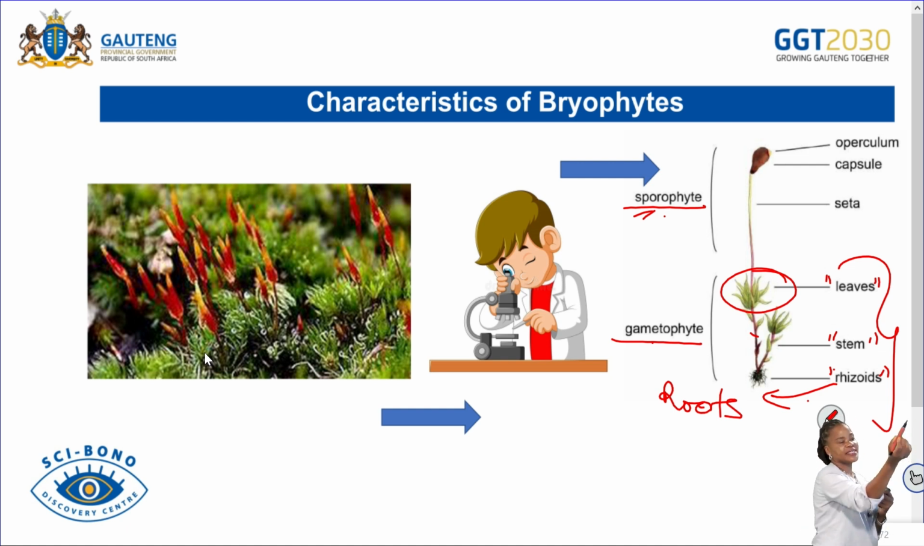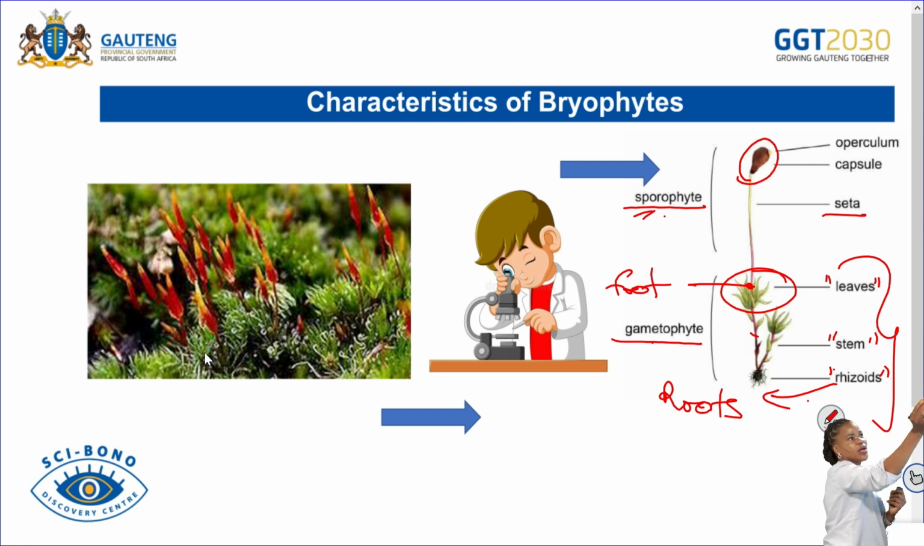The second generation, the sporophyte, is made up of the foot. The foot is somewhere here. It is the one that attaches the sporophyte generation to the gametophyte generation. The foot is usually the base of the sporophyte generation. The foot gives rise to this part, which is called the seta. And then the seta upholds the capsule.